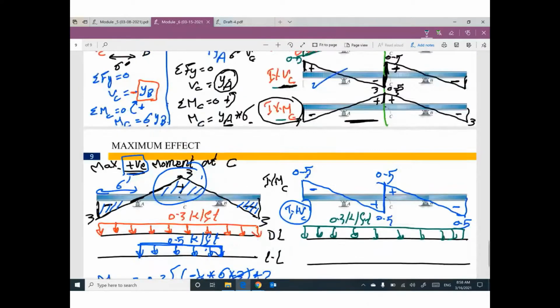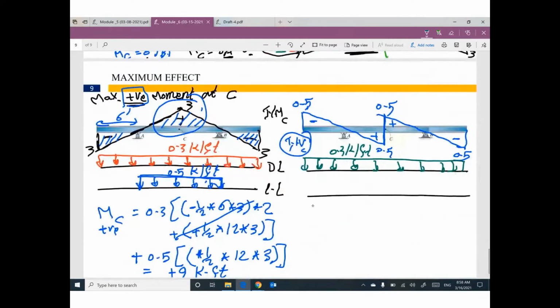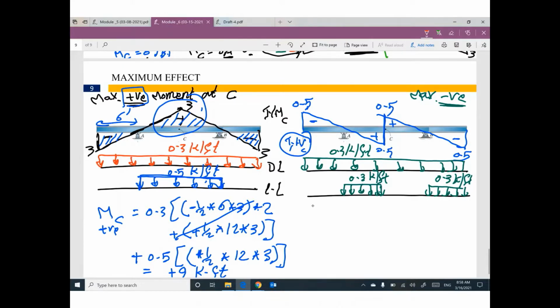Wait a moment. You have to go back to the problem. We are looking for maximum negative shear. We are looking for maximum negative. So where can I put the live load? At this location and this location. That makes sense. Only under the negative diagram. This one is positive, I'm sorry. This one is negative. So at this location for the negative diagram.